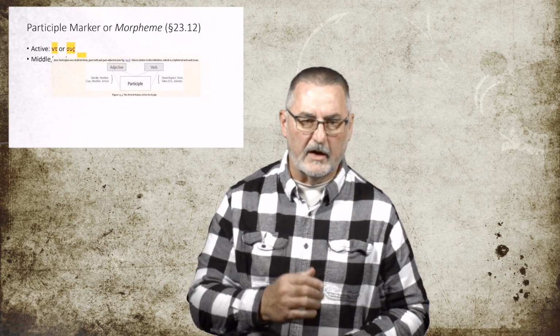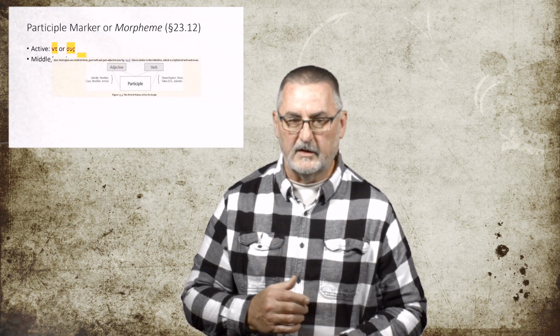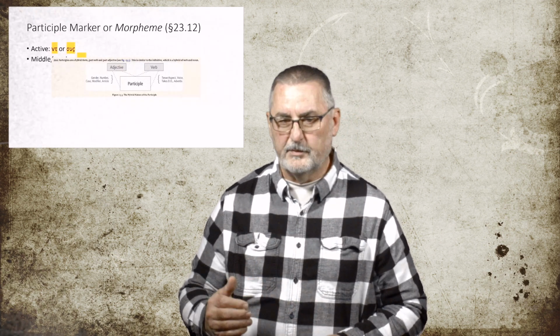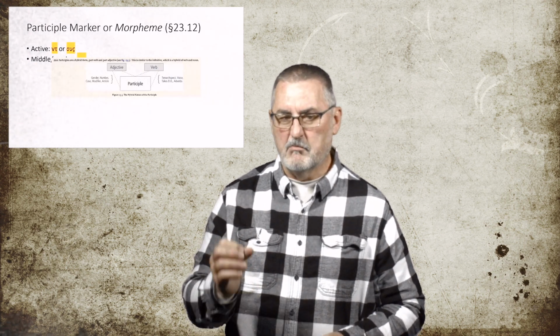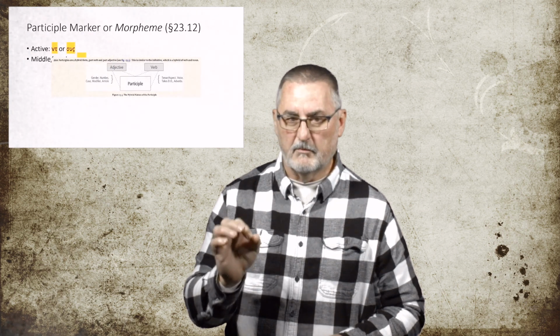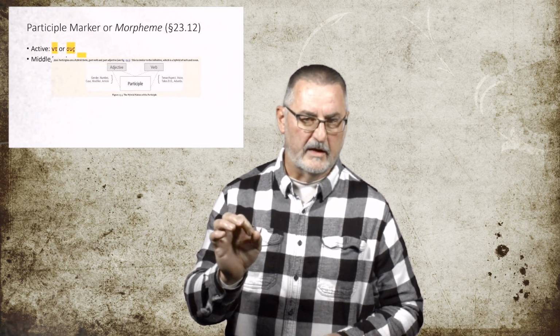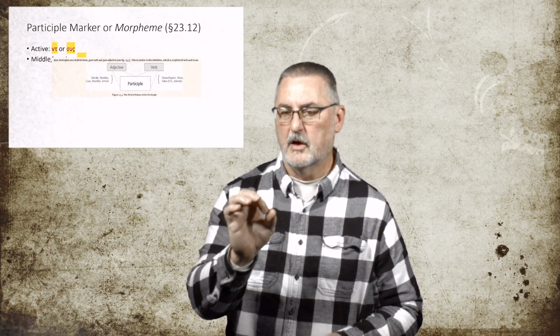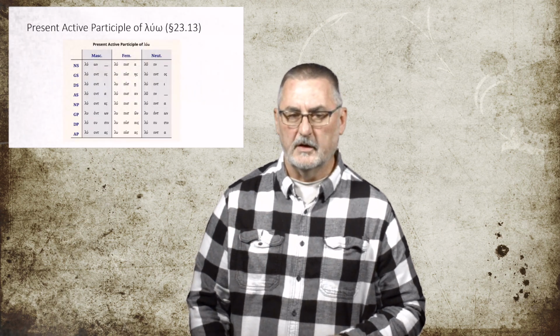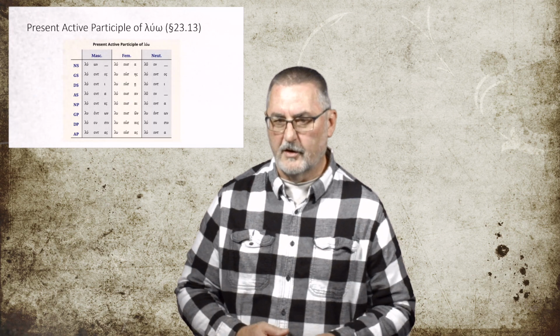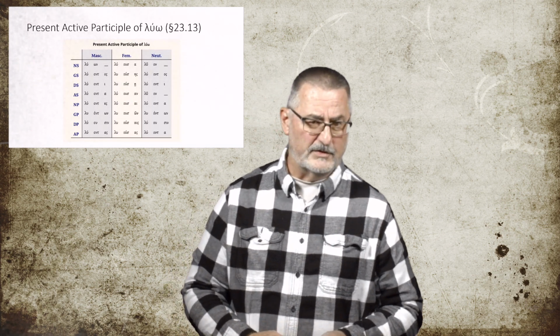And I'm not sure what happened with this. I think I actually put that graphic on top of that. The middle participle marker would be μεν, that's mu epsilon nu, men. And we'll see this in the chart as you can follow along. This is the chart of the present active participle.